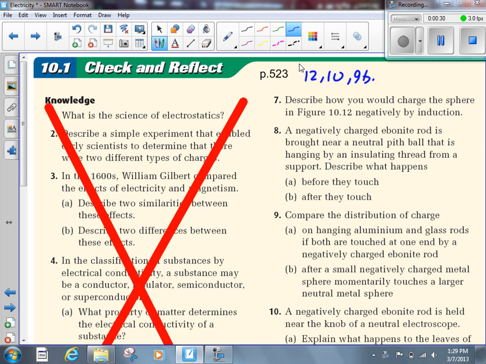9B says, compare the distribution of charge after a small negatively charged metal sphere momentarily touches a larger neutral metal sphere. Some people, I think, were confused just with the wording of this, the distribution of charge. It just means how the charges are distributed, how the charges move about, where they are on the surfaces of these different materials here. We've got a small negatively charged metal sphere touching a larger neutral metal sphere.